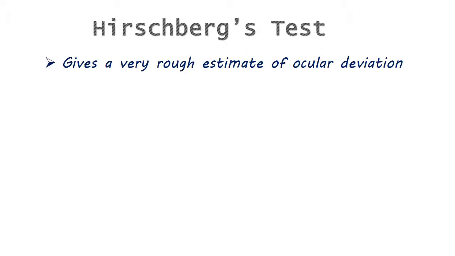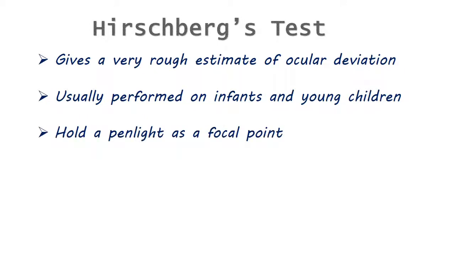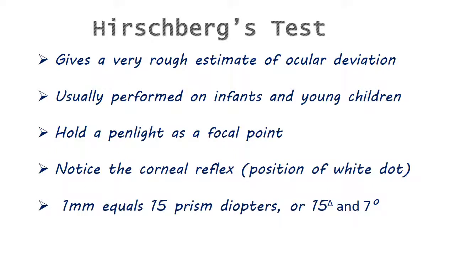Okay, the next test is Hirschberg's test, and this gives a rough estimate of the magnitude of the deviation. It's good for those patients that aren't able to cooperate or follow directions, such as children and infants. To do this, you're going to need a light source, such as a pen light, and you want to take note of where the reflection of that light falls on the eyes, the corneal reflex, or little white dot on the eyes. In this test, we're going to assume that the pupil diameter is 4 millimeters, and 1 millimeter will be equal to 15 prism diopters, or 7 degrees.